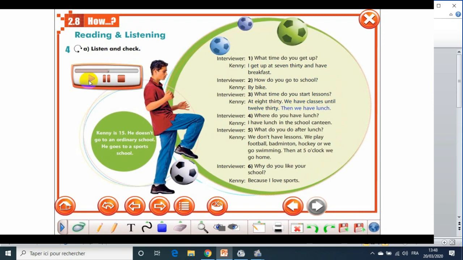Then we have lunch. Where do you have lunch? I have lunch in the school canteen. What do you do after lunch? We don't have lessons. We play football, badminton, hockey, or we go swimming. Then, at 5 o'clock, we go home. Why do you like your school? Because I love sports.